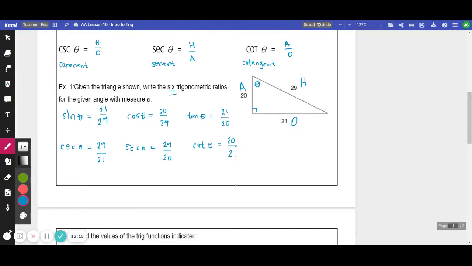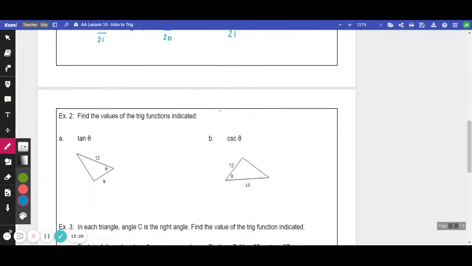What we're working towards is sometimes there'll be, like in the next examples, there'll be a side missing. So we maybe have to find a side first, or maybe we only have one side and an angle. We're going to use trig to find missing sides. We'll use trig to find missing angles, all of that over the next few lessons.